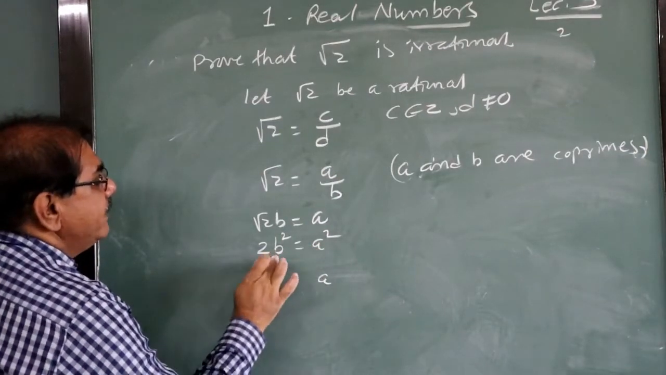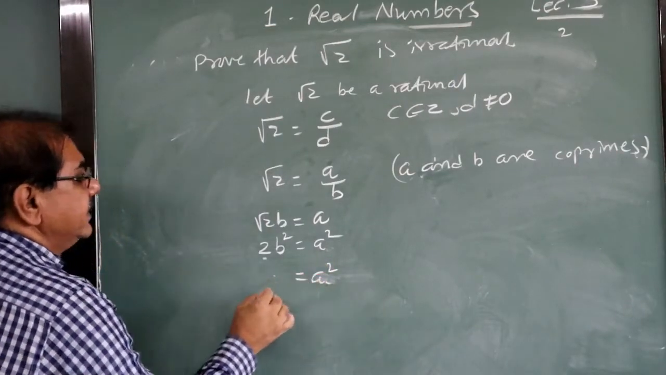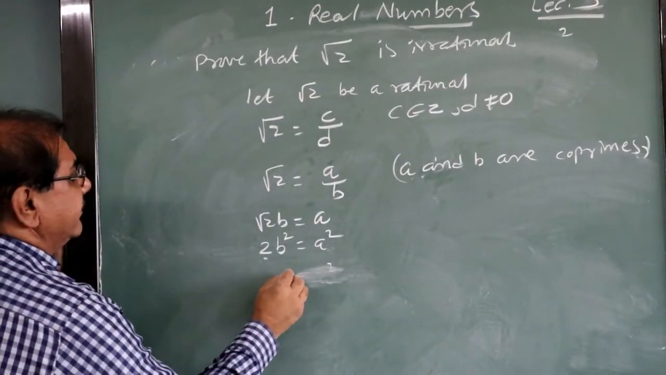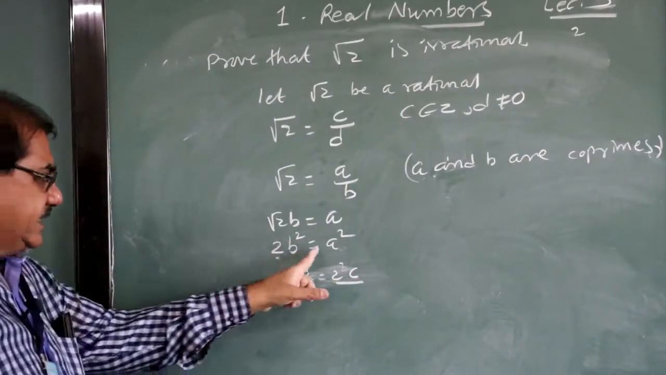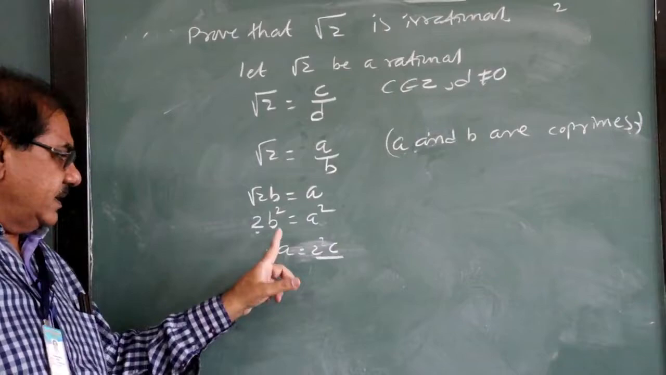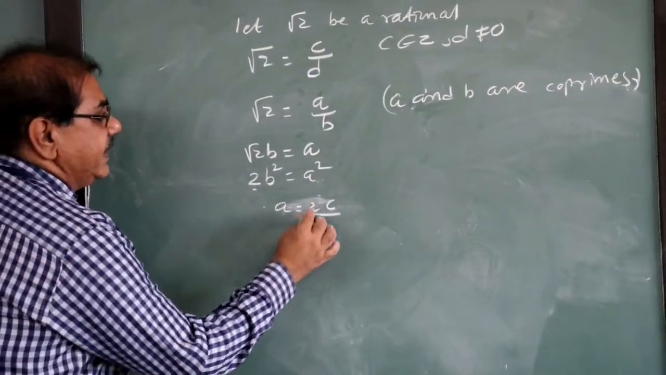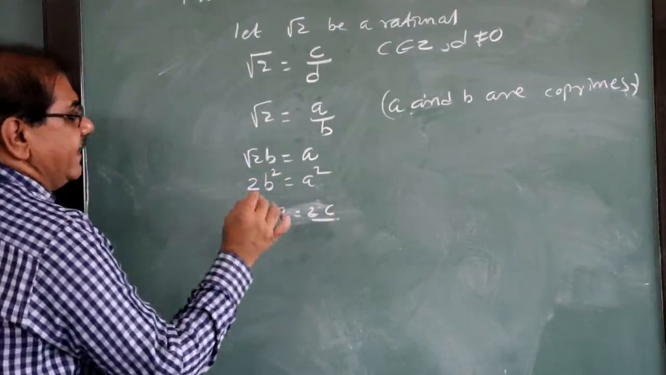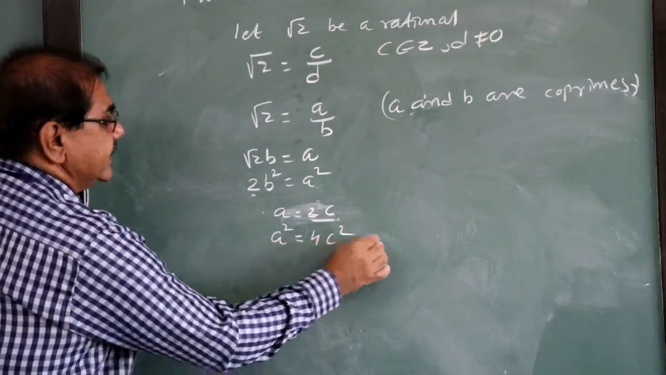So if 2B square divides A, then A square is a multiple of 2. So I can say that A is equal to 2 into some number, because A square is an even number, so A also is an even number. So A can be 2 into some number C. I make the square: A square is equal to 4C square.